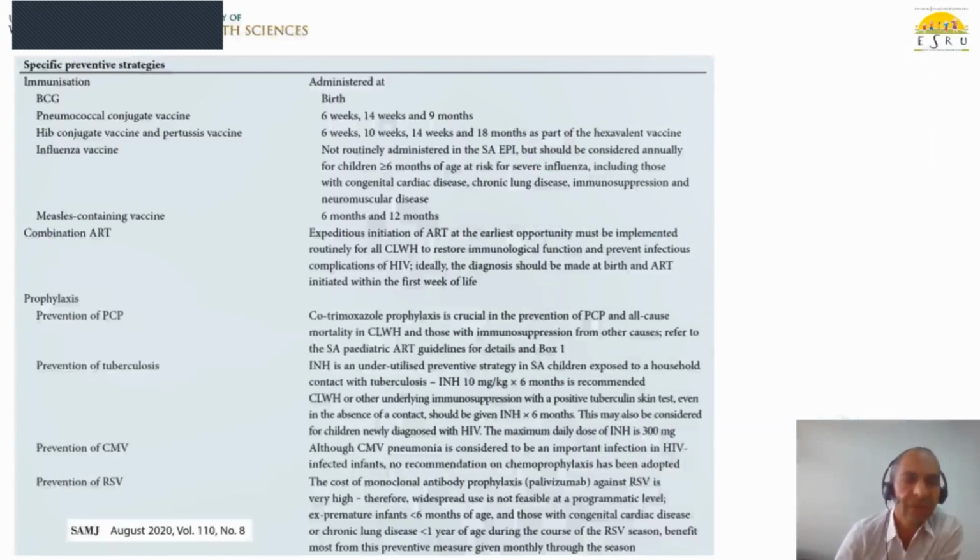Specific preventative strategies largely revolve around immunization. I'm not going to go through each of those. If there are questions, we can potentially take those in the question time. Antiretroviral therapy for HIV infected children has substantially reduced their risk of pneumonia and death. In the right setting, we must consider PCP, TB, CMV, and potentially in a small group of children, RSV preventative measures.